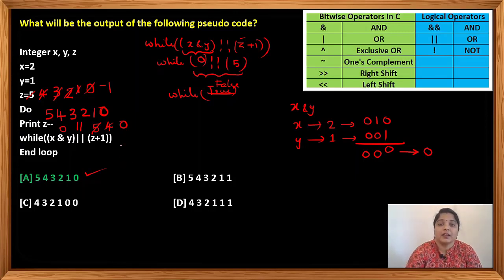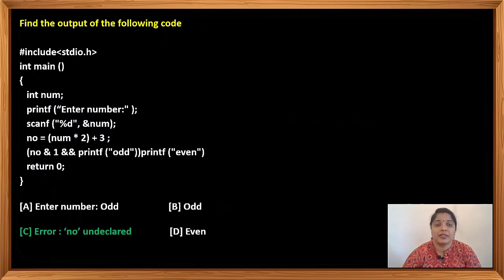Hope it is clear. Let us move on to another question. Here, find the output of the following code. You have an integer num declared. Then a printf statement is there, enter number. Then we have a scanf statement which scans the number as num.